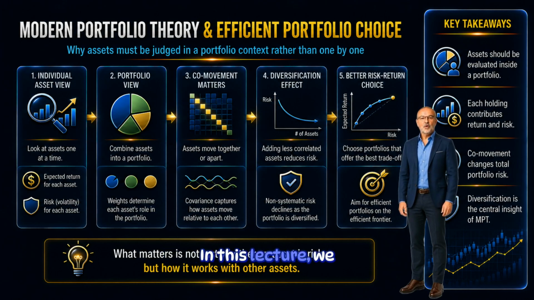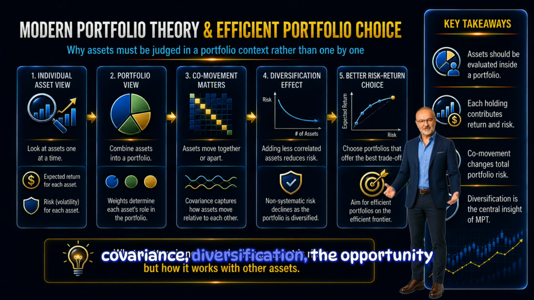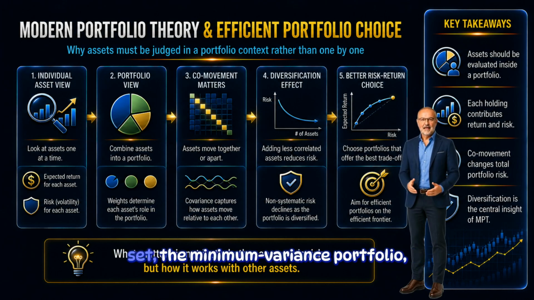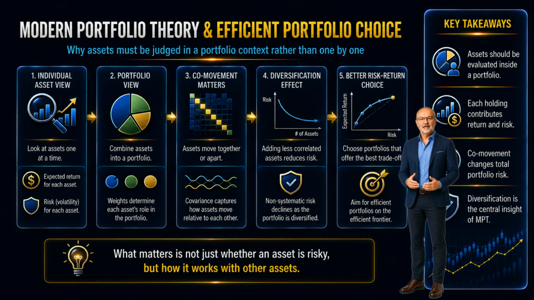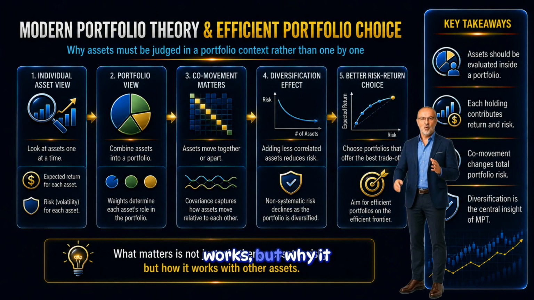In this lecture, we will discuss portfolio weights, expected return, portfolio risk, covariance, diversification, the opportunity set, the minimum variance portfolio, the efficient frontier, the risk-free asset, the capital allocation line, the tangency portfolio, investor risk preferences, and finally, the connection between portfolio theory and asset pricing. By the end, you should understand not just how modern portfolio theory works, but why it is such a central framework in finance.